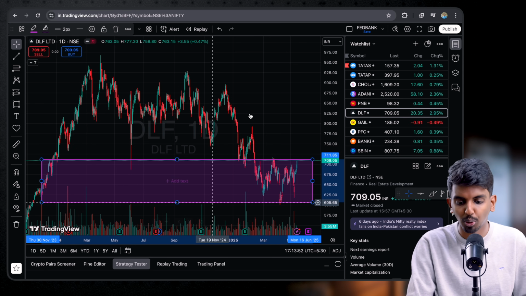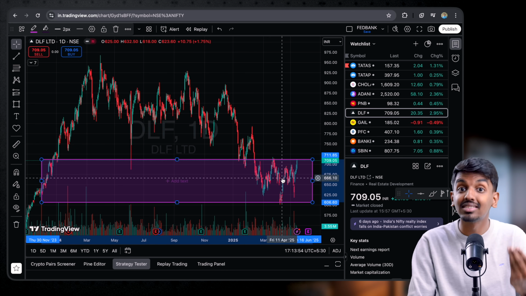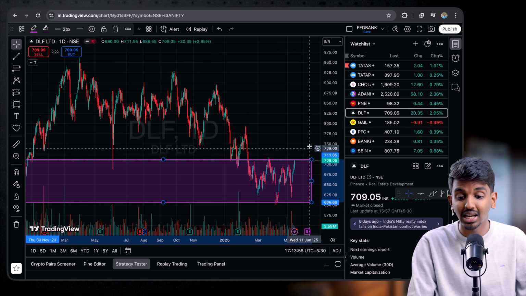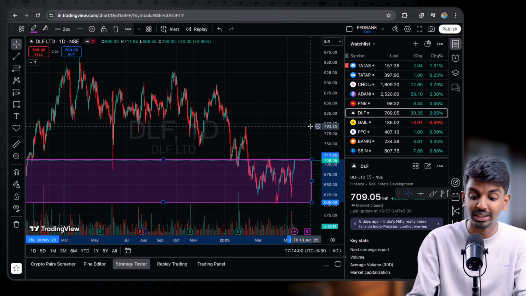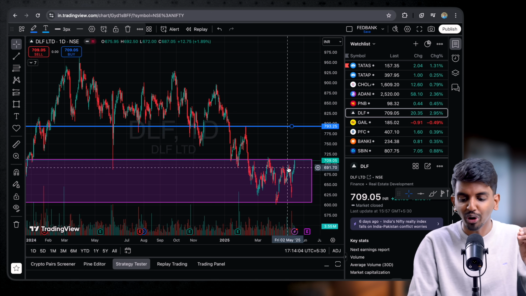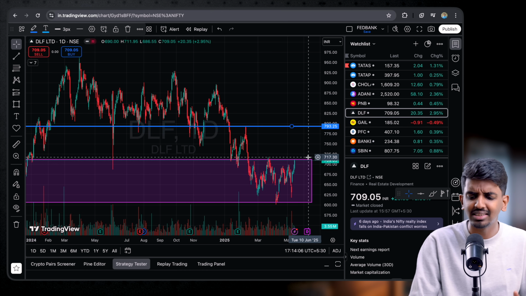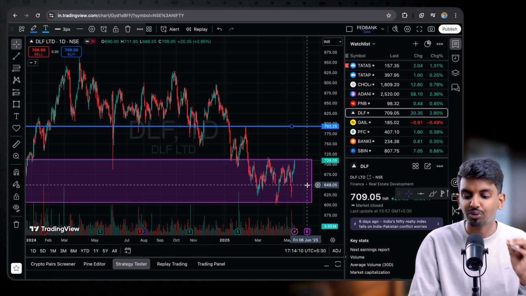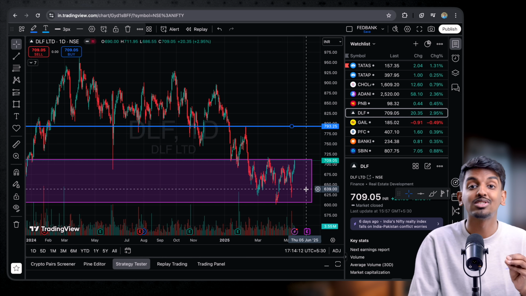So it has taken support here multiple times. It has taken resistance here multiple times. And if it gives a breakout, there is a high chance for the stock to at least go to its nearest swing high, which is around 793. Or even if it comes down, there is a decent space for you to keep your SLs, right? Somewhere around 640, 650 is where you can plan your stop losses.